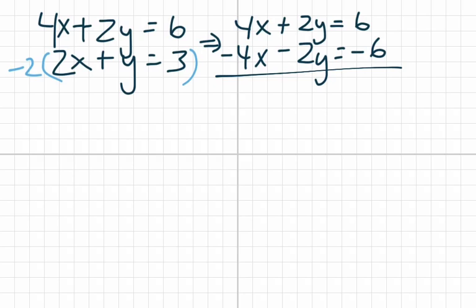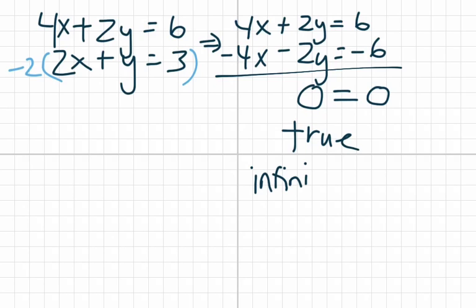And immediately you can probably see that something weird is happening here. 4x plus negative 4x is 0. 2y minus 2y is 0. And 6 minus 6 is 0. And again, you can see why I said at the beginning of the video, these are the kind of problems that when they show up, your first instinct is probably going to be, what did I do wrong? Because you're just not expecting this to happen. This is what is called a true statement, and it means there are infinitely many solutions.